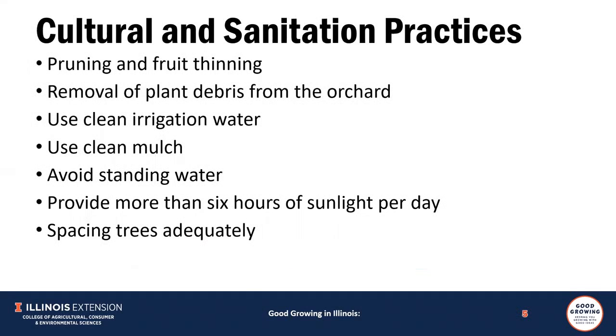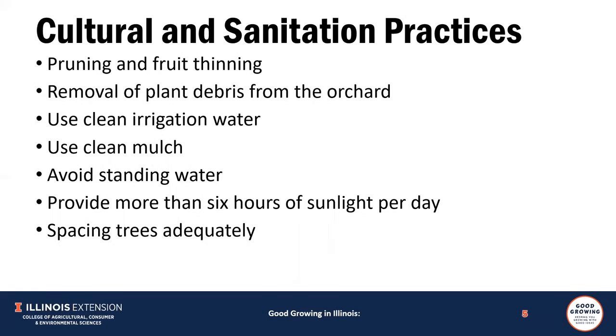So we have cultural and sanitation practices that we need to take into consideration when we're growing tree fruit. One of the key things that I find missing in the homeowner perspective is that they may plant a fruit tree, but they don't spend the time to adequately prune it or thin the fruit. And so that's a key cultural aspect that often gets missed.